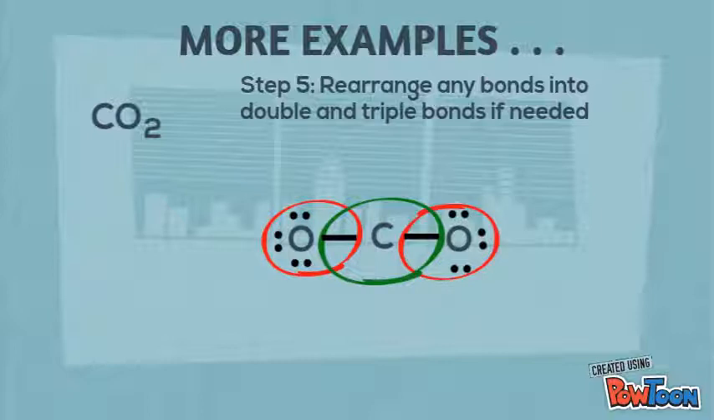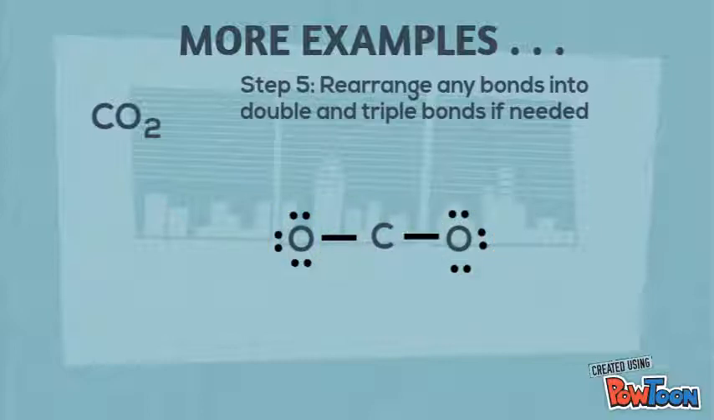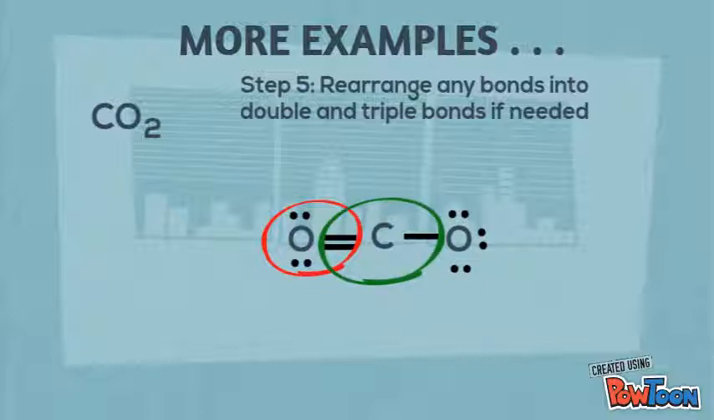So we're going to have to rearrange some of these things in order to get it to be happy as well. We're going to take 2 electrons off of oxygen and make it into a double bond. So those electrons leave oxygen. Oxygen still has 8 associated with it, but carbon now only has 6. So we still need to do some work.